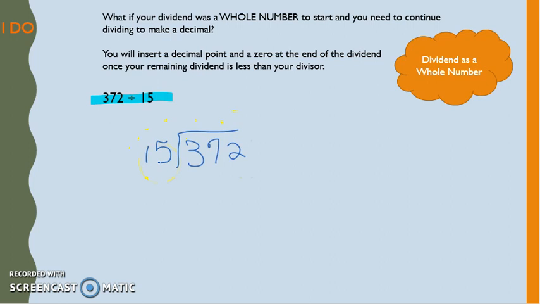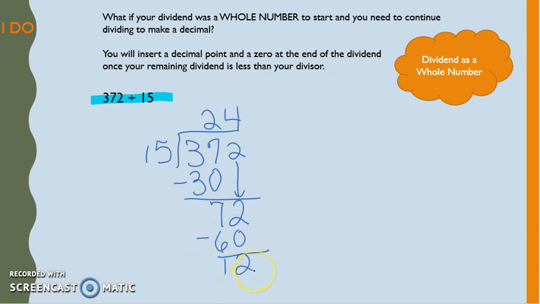We don't have any decimals to deal with right now. So what we're going to do is just do our normal long division. So 15 goes into 3. It can't do it. So 15 goes into 37 2 times. 15 times 2 is 30. 37 minus 30 is 7. We need to bring down our 2. Now we're going to ask ourselves, how many times does 15 go into 72? It can go in 4 times. 15 times 4 is 60. If we subtract, we get 12.